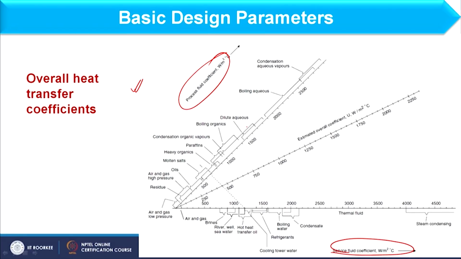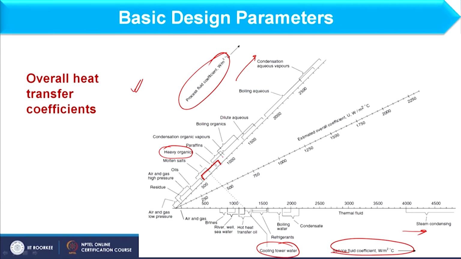Fine. Now, let us say you already know about the process fluid. For example, if you have heavy organic as process fluid and let us say cooling tower water as service fluid. Okay. There are different service fluids available and there are different process fluids available. Let us say you have chosen these two. Then how will you consider the overall heat transfer coefficient? To consider that, let us say I am having heavy organic, the range varies from this to this, right. Okay, this is the range of heavy organic.